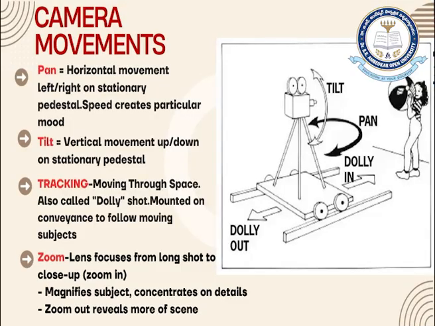Then comes the camera movement. You must be observing them as well. Camera movements are things like pan, tilt, tracking and zoom. Pan is a horizontal movement, meaning from left to right or from right to left. It has a specific speed, and you try to give it with a pedestal, because you should not have any shake in your video. That is very important.